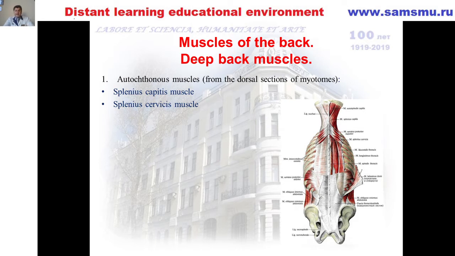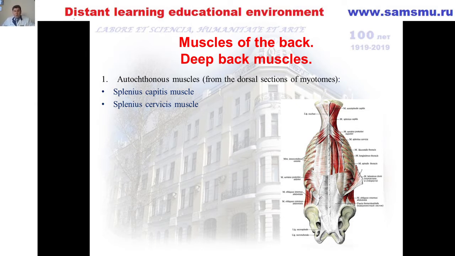The splenius capitis and splenius cervicis muscles, musculus splenius capitis and musculus splenius cervicis, it's in Latin, originate from the spinous processes of the lower 5 cervical and upper 6 thoracic vertebrae and run upward and laterally, after which the splenius muscle of the head, musculus splenius capitis, is inserted into the lateral half of the superior nuchal line and the mastoid process, while the splenius muscle of the neck is inserted into the transverse processes of the second and third cervical vertebrae.